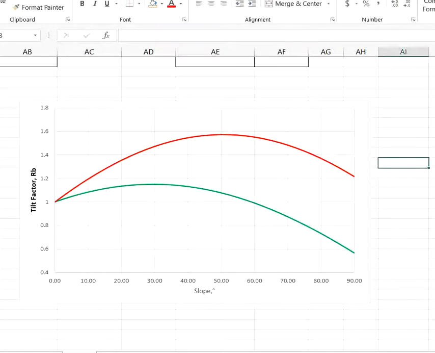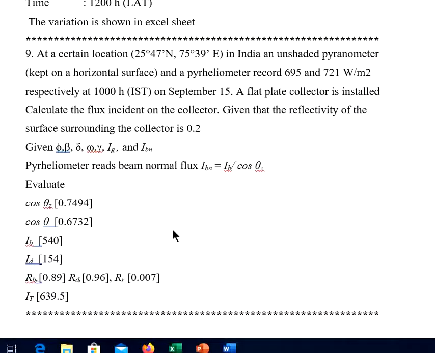So this is the variation of tilt factor for beam radiation with slope of the collector. As the slope goes on increasing, the tilt factor goes on increasing. It hits the maximum at 30 degrees or at 50 degrees. As the time advances, if you increase the slope, the tilt factor will go on increasing. So we get a maximum at 50 degrees at 17 hours. So this is the solution of problem number 9.